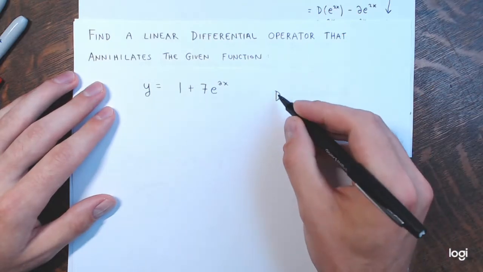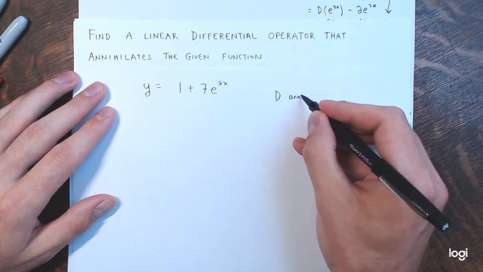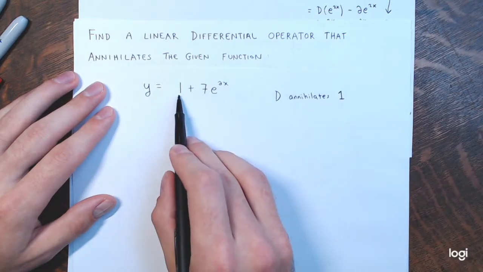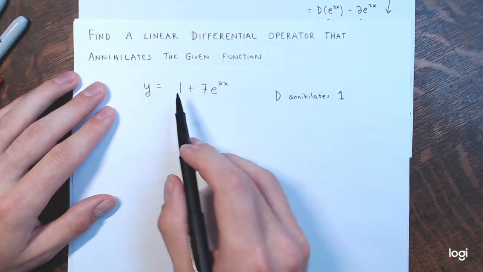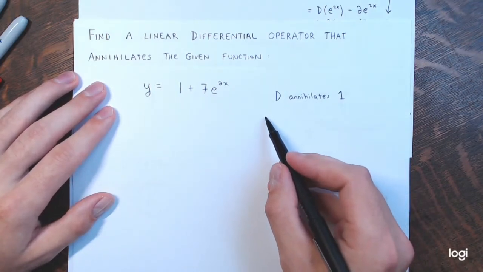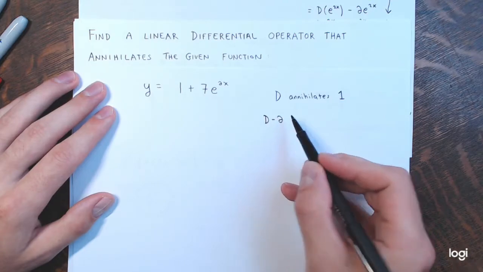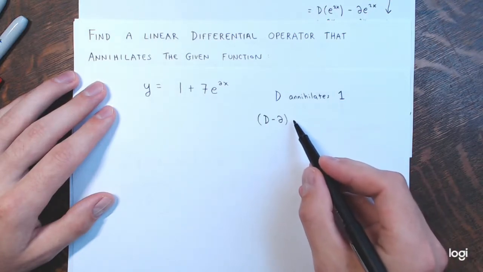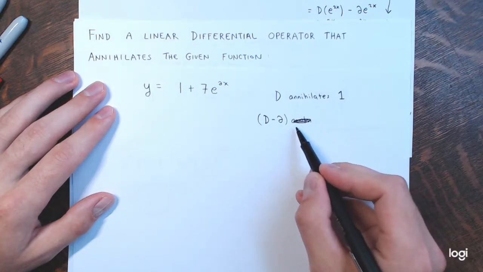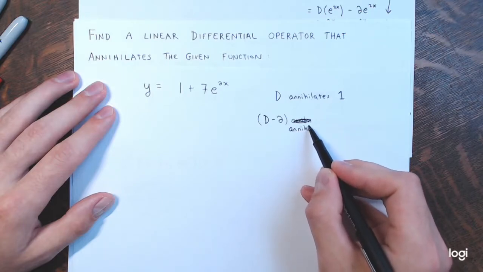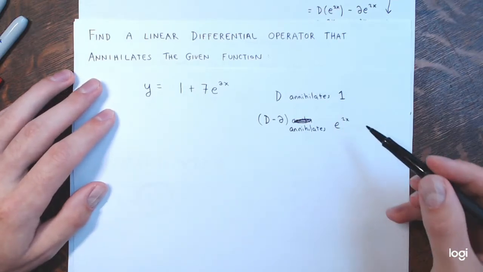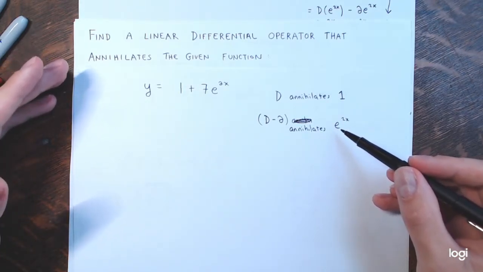that operator, the first derivative, d, annihilates the 1, that term. And this e to the 2x, we saw earlier, this operator, d minus 2 to the first, annihilates just e to the 2x, and therefore any multiple of e to the 2x.